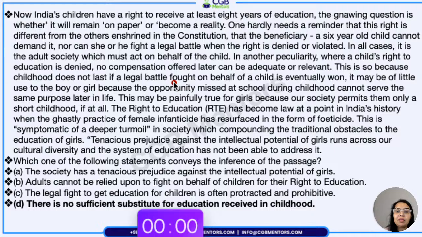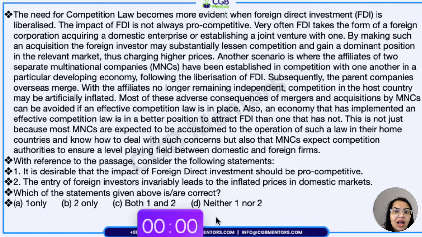Other options we can easily eliminate. The society has a tenacious prejudice against the intellectual potential of girls. This is a direct quote, it is not an inference. We do get to see what the society thinks or behaves here, but that's not what we want here. This is just a direct reference. Adults cannot be relied upon to fight on behalf of children. We are actually relying upon them. So this is wrong. Legal fight to get education for children is often protracted and prohibitive. Nowhere is the author mentioning this. It could be something that elongates and the later result is not useful to us, but yeah, half true, half wrong is ultimately a wrong option.